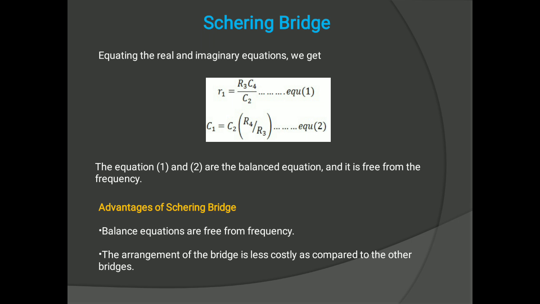Equating the real and imaginary parts, we can write r1 equals R3 C4 by C2 and C1 equals C2 into R4 by R3. These are the balance equations, and they are free from the frequency. Now, advantages. Number 1, balance equations are free from frequency, and number 2, the arrangement of the bridge is less costly as compared to the other bridges.